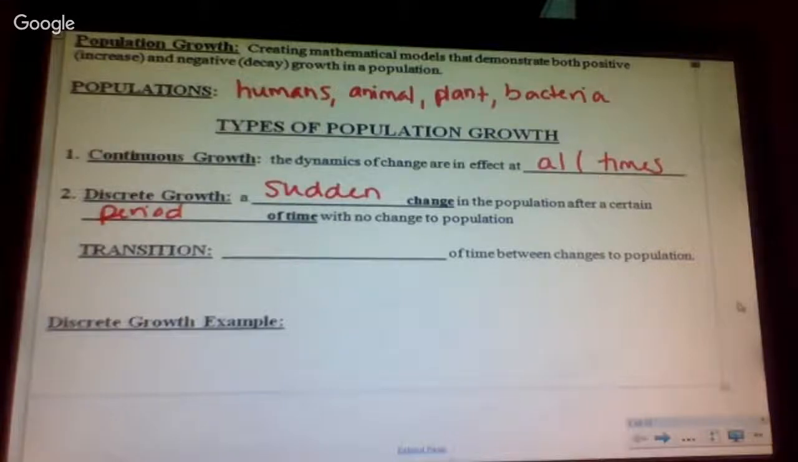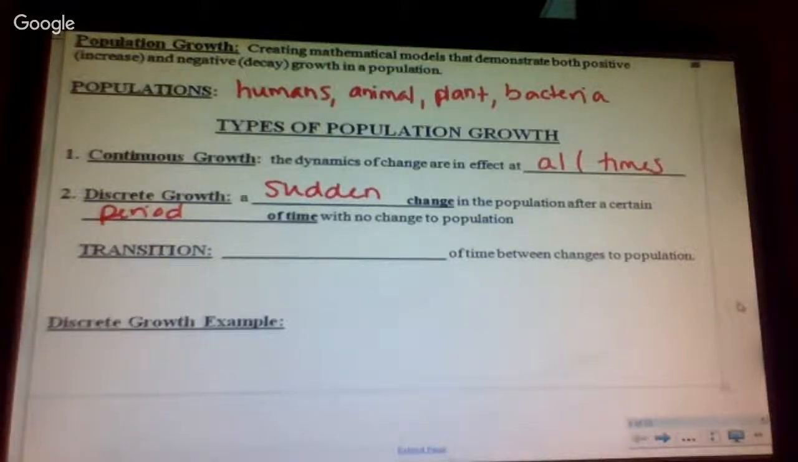How many of you have heard of the baby boomers? They're the people getting ready to retire right now. That's discrete growth. In history we learned that there were a couple of years where all these children were born suddenly. That's what happened. That's discrete growth. It's an automatic sudden change.